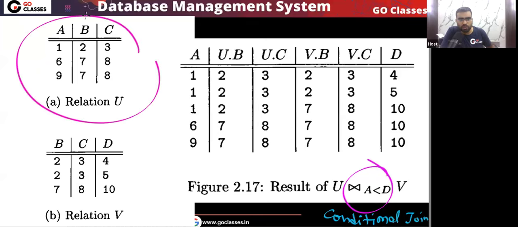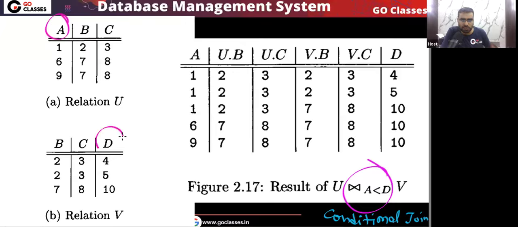Very simple. Tuples of U will match with those tuples of V where this condition is satisfied: A should be less than D. So tell me, this first tuple will match with whom? A should be less than D. You can see 1 is less than 4, 1 is less than 5, 1 is less than 10. So this first tuple will match with all of them. You can see the answer.